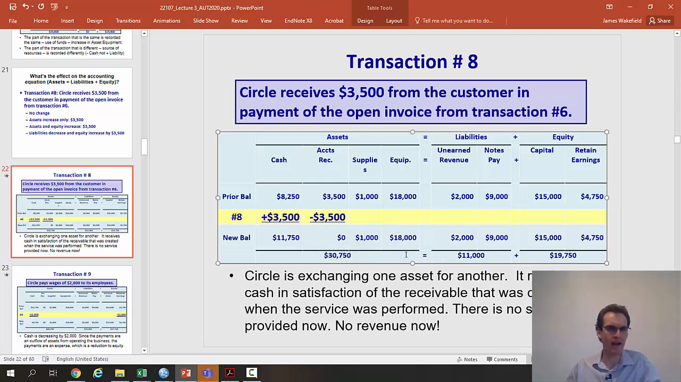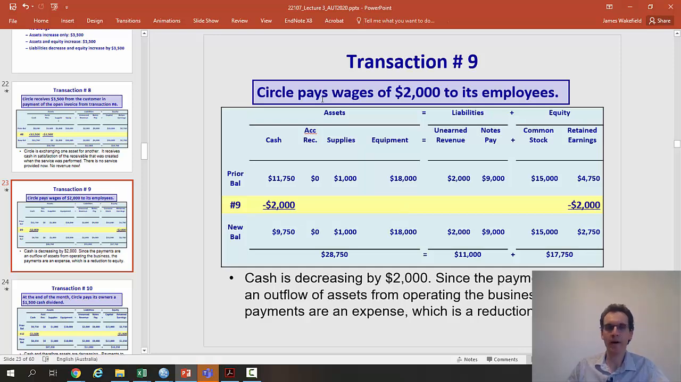Does it improve the asset position of a business? Well, think about it. If you're in business, do you want to be owed money from someone, or do you actually want the cash? The answer is obvious. You want the cash. So this is a better position because cash is more liquid. You have it on hand. You have it available to spend on what you want when you want to. Let's now look at transaction 9.